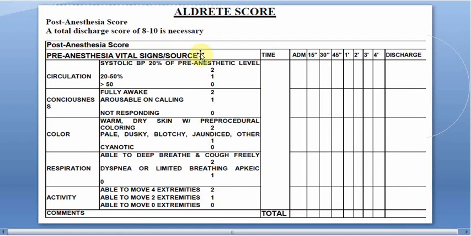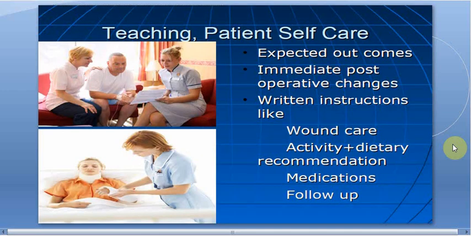This is an example of the Aldrete score. It is not essential to write for the exam, just for your knowledge. In the Aldrete score, there is circulation, consciousness, color, respiration, activity. Consciousness, you have to mark whether fully awake or arousable. In color, whether the skin is warm, dry, pale, or cyanotic, you have to mark. Respiration, whether the patient is having dyspnea or is able to breathe normally, all that has to be written. The next is activity, whether the person is able to move. All such things have to be marked in this Aldrete score.